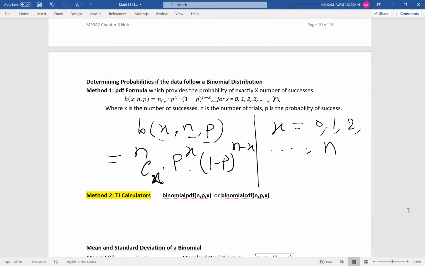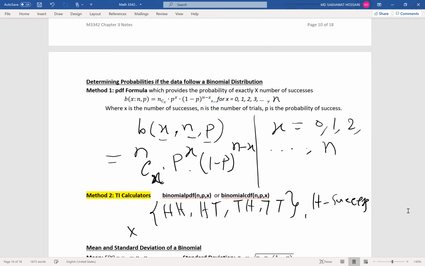For example, if we flip a coin twice, these are the outcomes. If you consider getting a head as success, and X is the random variable, then we have 2 heads here, 1 head here, 1 head here, and 0 heads here. So the value of X will be 0, 1, 2.